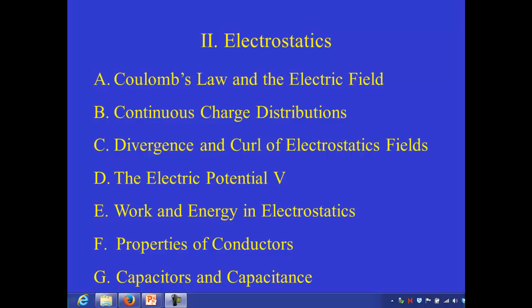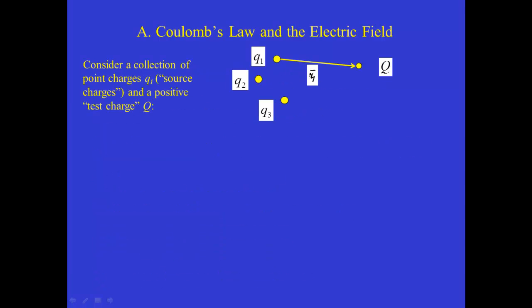Today we're going to look at the beginning of electrostatic fields. I'll work through the first two items on this outline, on Coulomb's law and the electric field, and then on continuous charge distributions. This corresponds to the first section in Chapter 2 of the textbook. We'll start with something that should be a familiar topic to most of you from previous courses.